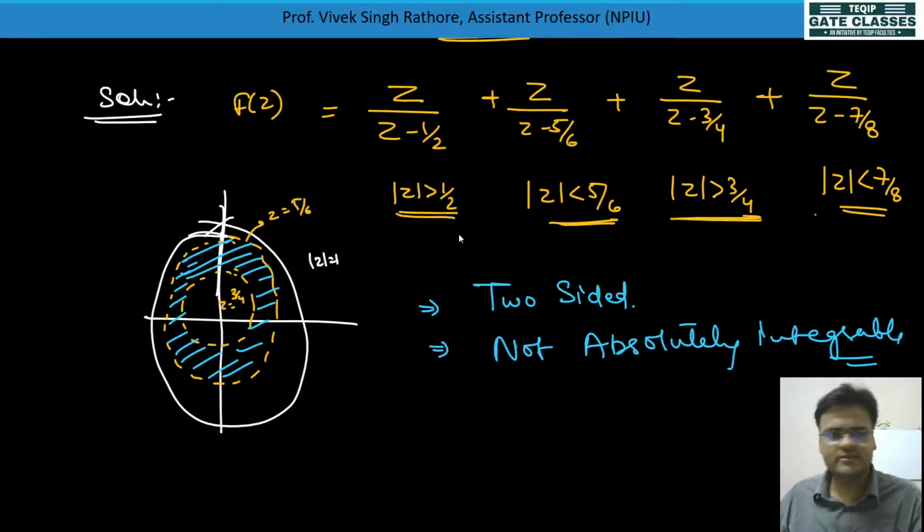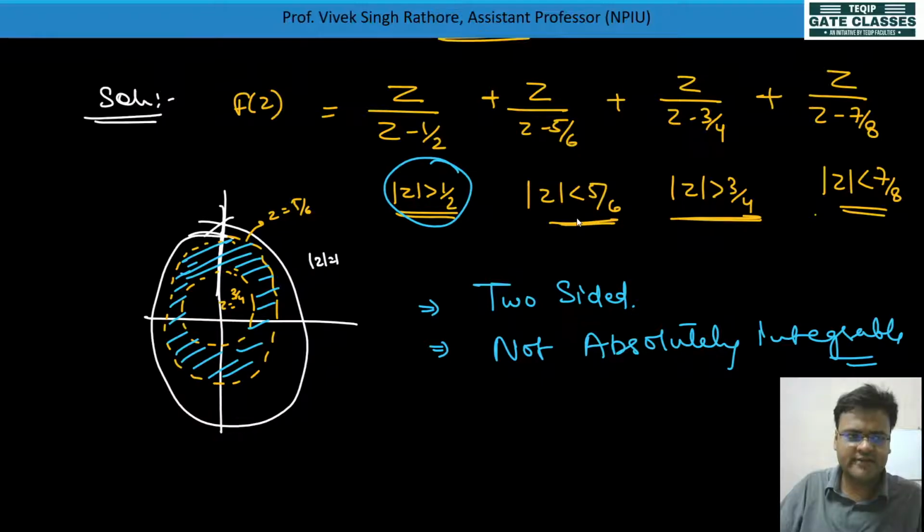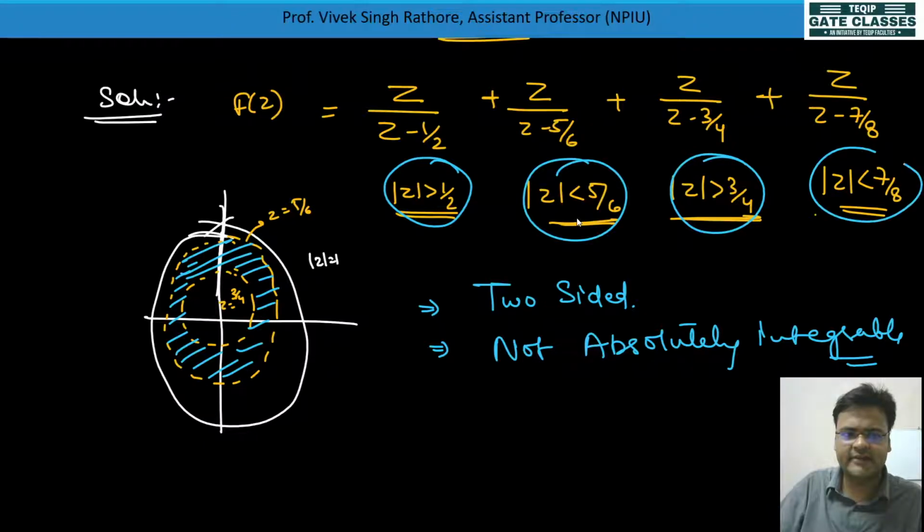Some signals are like this. If z is greater than half, maybe these are all left hand sided, and these are all right sided. If the question is like that, then you will understand that some signals are inside and some are outside. There will be no common ROC, and wherever no common ROC is there, the Z transform is not defined.